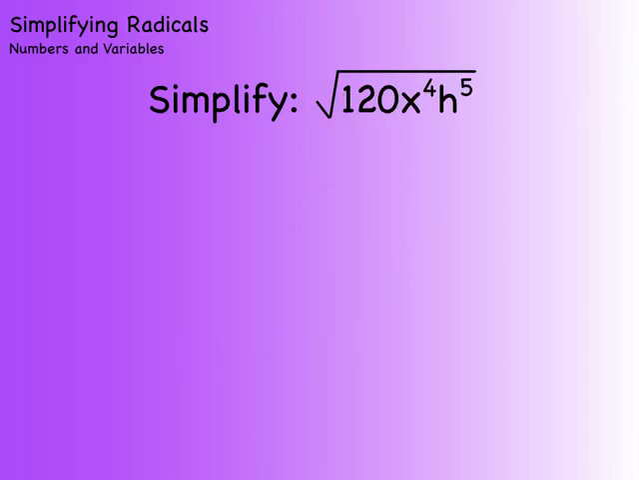This one's going to be a little bit trickier, a little more involved. So here we have simplify the square root of 120, x to the 4th, h to the 5th. Ooh, there's a lot going on there. Again, start with the number. It's always your easier bet. And 10 and 12 would be a good place to start. That's not prime, so we're going to keep going. We're going to be left with 2 and 5. Well, both of those are prime, so we're done with that part of the branch.